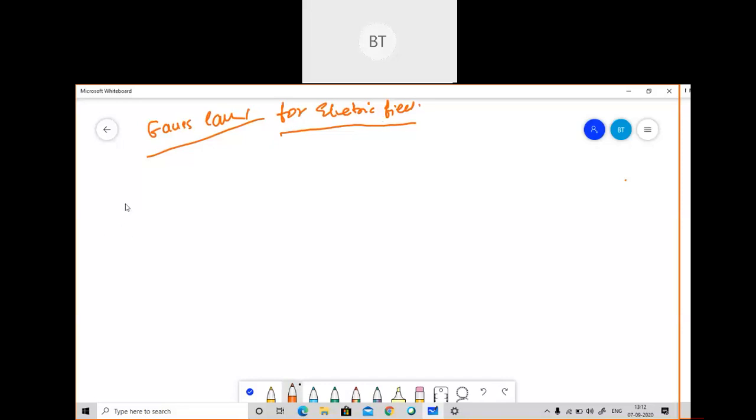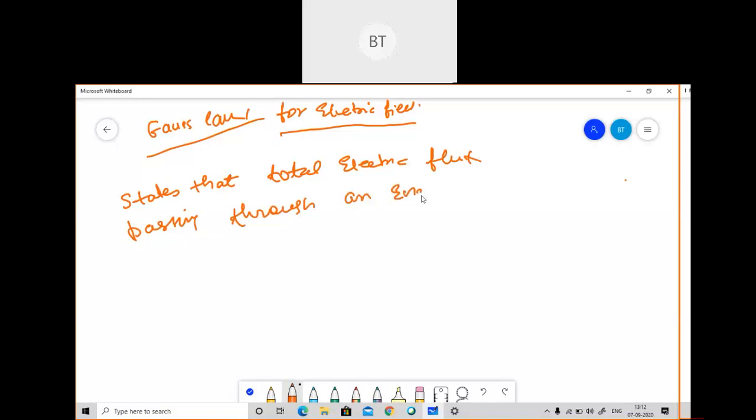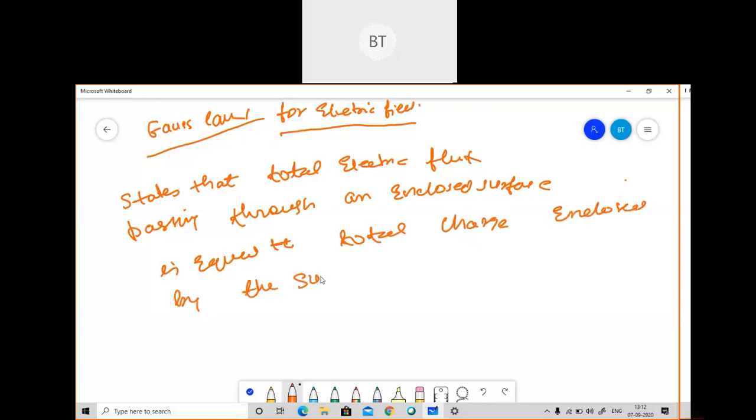So I'll write those things. Basically Gauss law states that the total electric flux passing through any enclosed or closed surface will be equal to the total charge enclosed by the surface divided by epsilon naught. So if you define Gauss law, this is the Gauss law, and I will also show you by diagram.